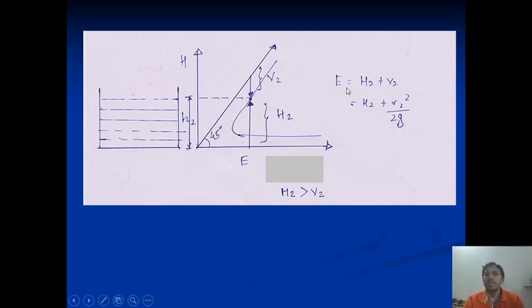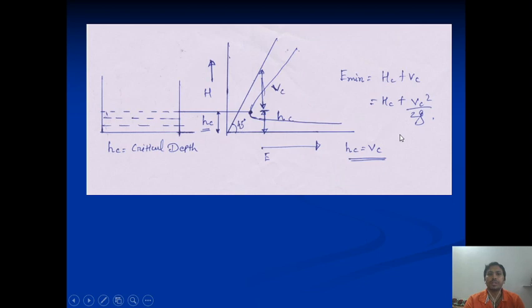So ultimately the specific energy is nothing but the summation of the potential head and the kinetic head. The potential head is measured with the help of the depth of the water, and the kinetic head we measure with the velocity, which we observe in the form of V square by 2G, right?